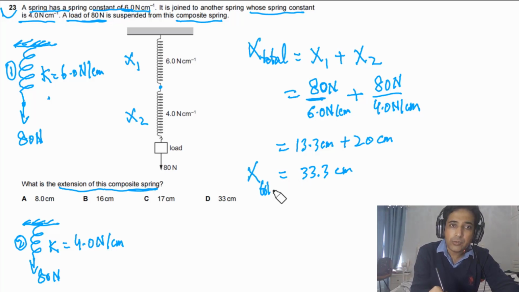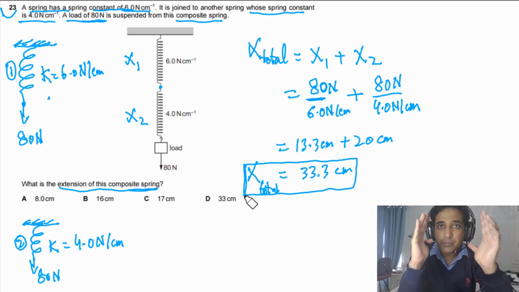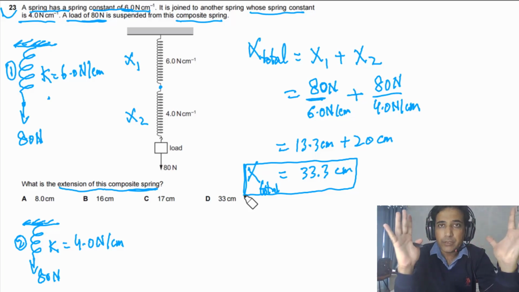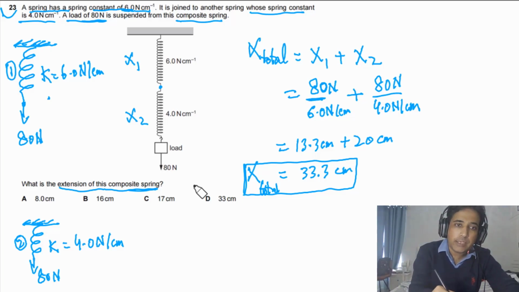So this is how you can approach it. You need to understand the concept, you need to understand the logic. Simply treat them as two individual springs, calculate the extensions, then add them and you can find the total extension. So the answer for this question should be D.